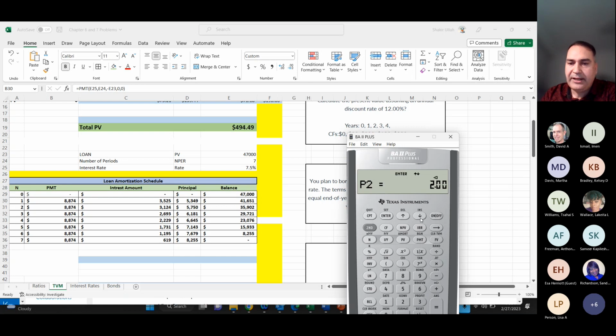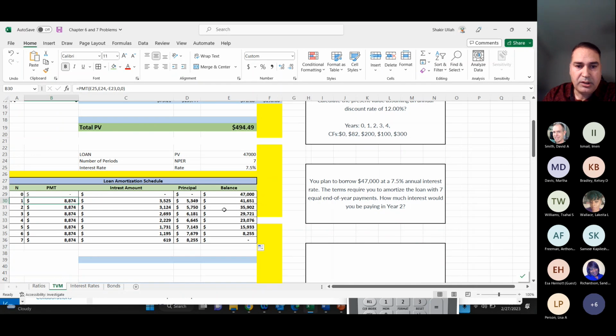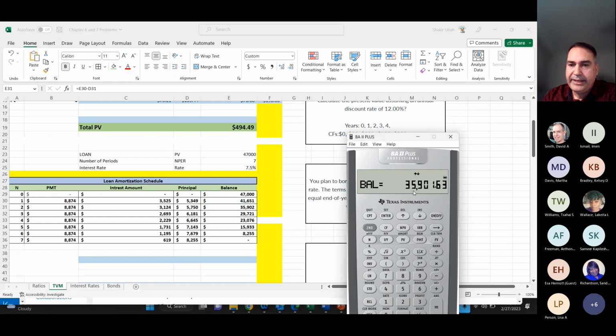When that is done, you scroll down and it gives you all the values. So in year 2, your remaining balance would be 35,901. Okay, there seems to be something wrong right here. Oh yeah, that's the year two, right? So in year two, my balance is 35,902. So we're good there. So just in case it asks you to find what would be the remaining balance in year two, you do it in your calculator in that way and it gives you the balance right away.